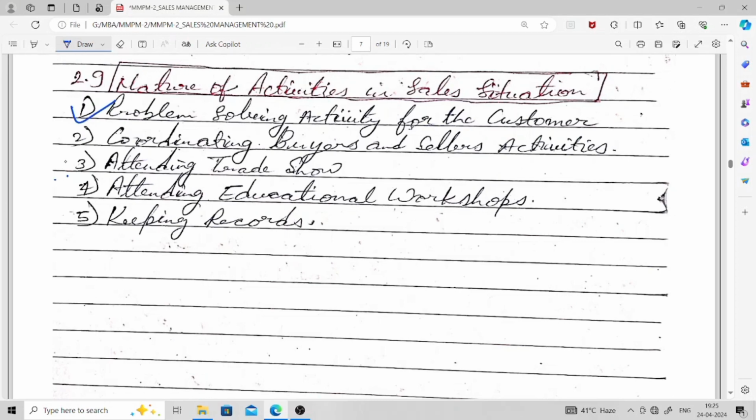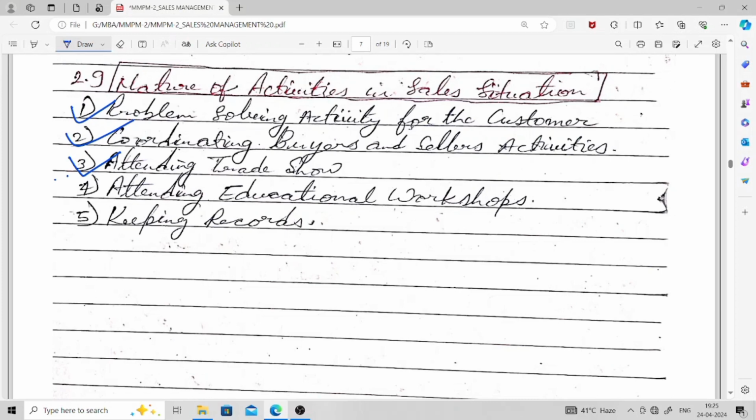The second kind given is coordinating buyers and seller activities. It means they should be able to coordinate the buyers and sellers, or the manufacturers and the consumers. Then you have attending a trade show. Salespeople also need to attend trade shows, because from there they can get many different kinds of ideas regarding their work.